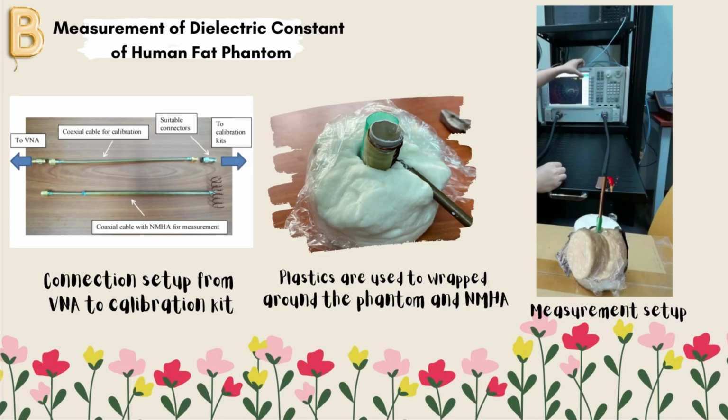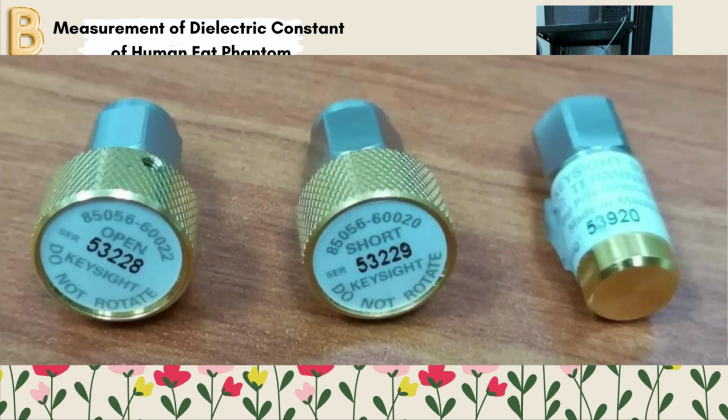The second measurement is the measurement of input impedance of NMHA inside human fat phantom. It is also conducted using VNA. The first procedure is almost the same, which is need to do calibration. The purpose of calibration in this measurement is to ensure that the S parameter measurement is accurate according to the standard. In order to connect the balun to the port cable of VNA is to determine the suitable connector, and need to connect the coaxial cable to the calibration kit. Calibration kit that are required are open, short, and load.